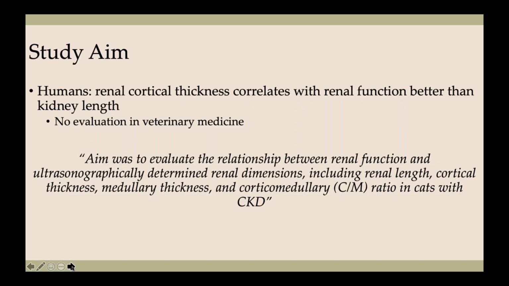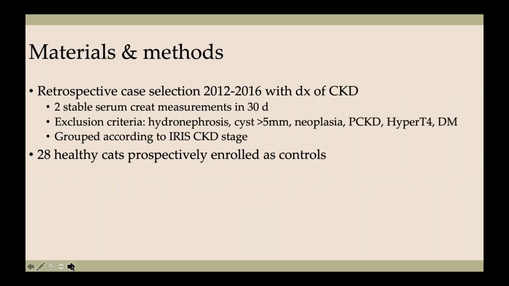But the aim of the study was to look at renal cortical and medullary thickness, because in people that correlates better with renal function than kidney length. And so they did look at length, but they were looking at cortical medullary thickness and the corticomedullary ratio in cats with CKD compared to normal. This was a retrospective case selection that was based upon cats that had a diagnosis of CKD, which was fair. I thought, excluding cats that had cysts from their kidneys.